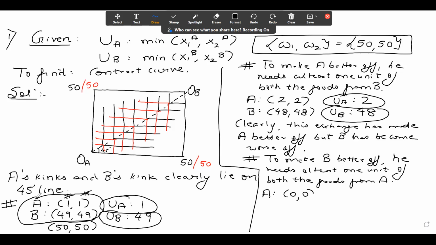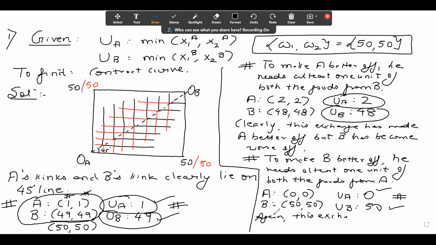Suppose A gives 1 unit of both the goods, then A will be left with 0, 0, B will be left with 50, 50. Utility which A gets from its own allocation is min of 0, 0. Utility which B gets from its own allocation is min of 50, 50. If you compare this with this, B has become better off, but A has become worse off. So I can write again, this exchange makes B better off by making A worse off than before.